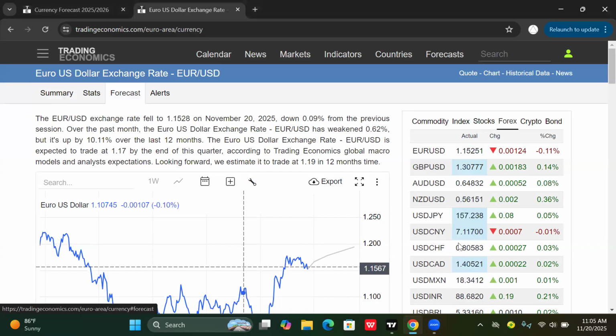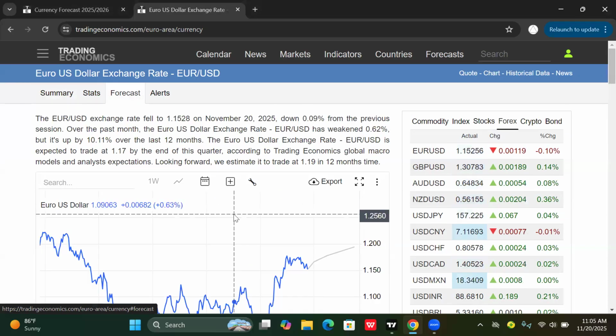We know the euro dollar is one of the major currency pairs in the dollar index basket, with 57% weighting in the dollar index. So here ING Bank is forecasting the same as Trading Economics. The euro dollar exchange rate fell to 1.15 on November 20th, down 0.09 from the previous session. Over the past month, the euro dollar exchange rate has weakened by 0.62%. It's up by 11% over the last 12 months.